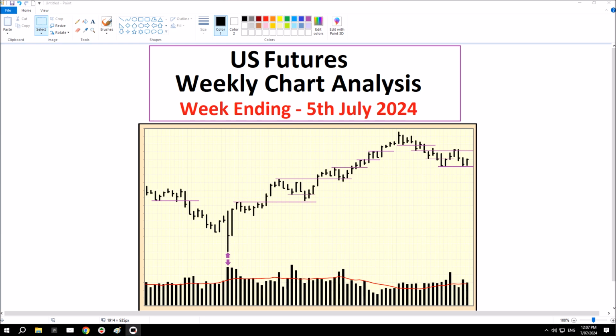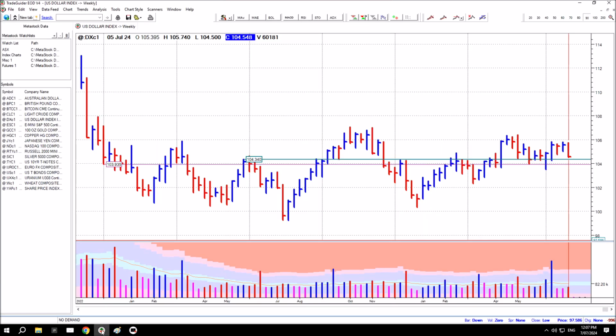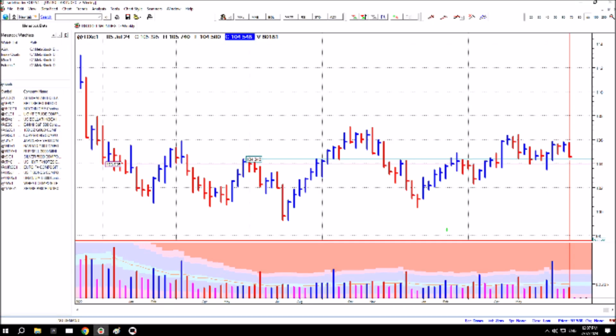This is the US Futures Weekly Chart Analysis for the week ending 5th of July 2024. First chart is the US Dollar Index Futures, which closed lower this week. There was no attempt to push higher in response to the previous two bars, which opens the door to the trading being a potential failed test for supply.